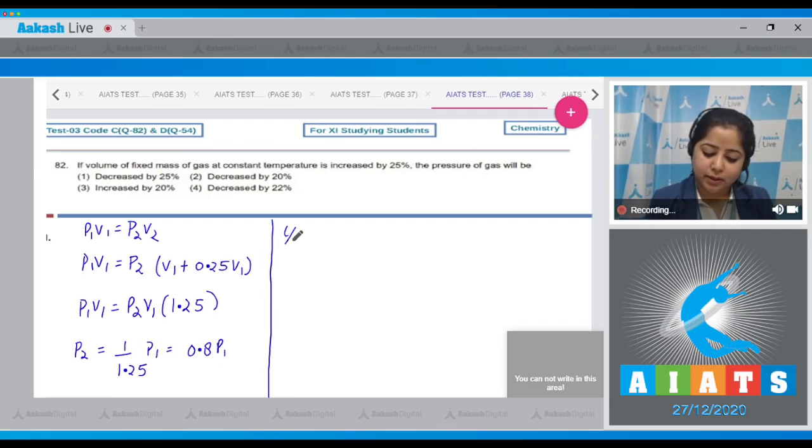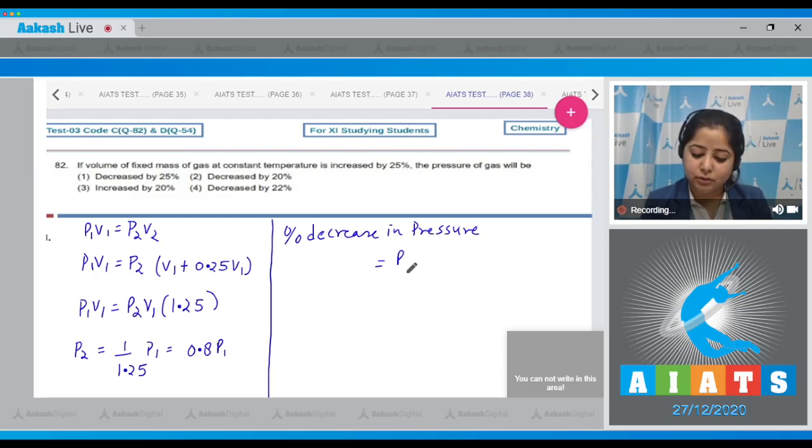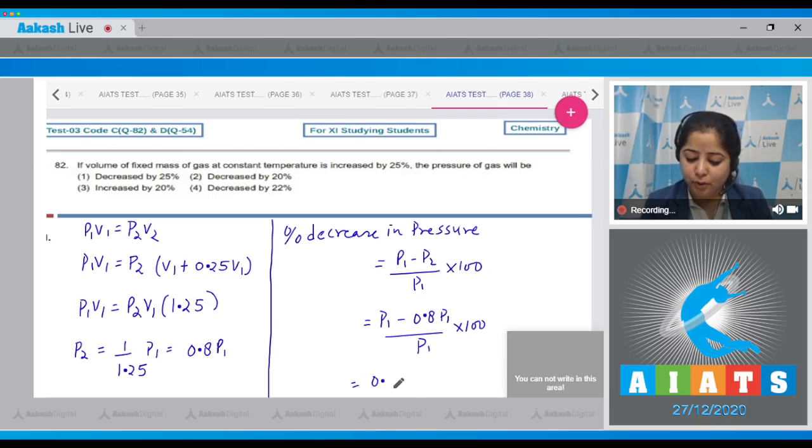So here we'll be calculating percentage decrease in pressure. Student, there's a decrease in pressure because the volume has been increased, so pressure must decrease. That will be equals to P1 minus P2 upon initial pressure multiplied by 100. Initial pressure is P1, so P1 minus 0.8 P1 upon P1 into 100. That will be 0.2 into 100, that is equals to 20%. That means the pressure of the gas will be decreased by 20%. That means the correct answer is option number 2.